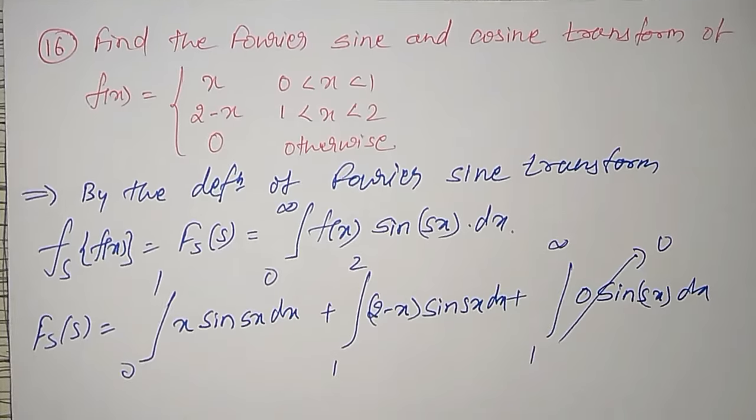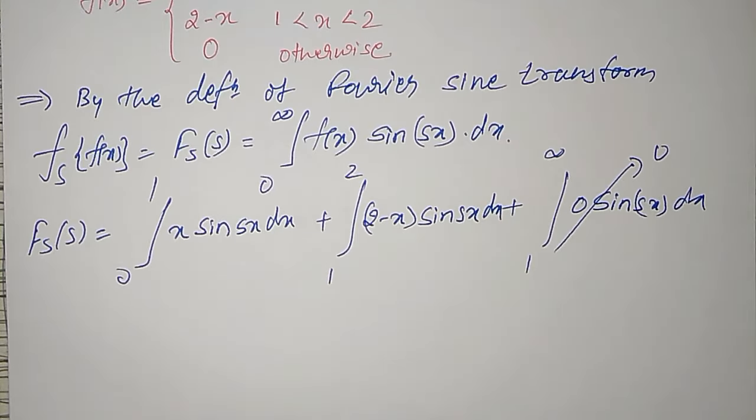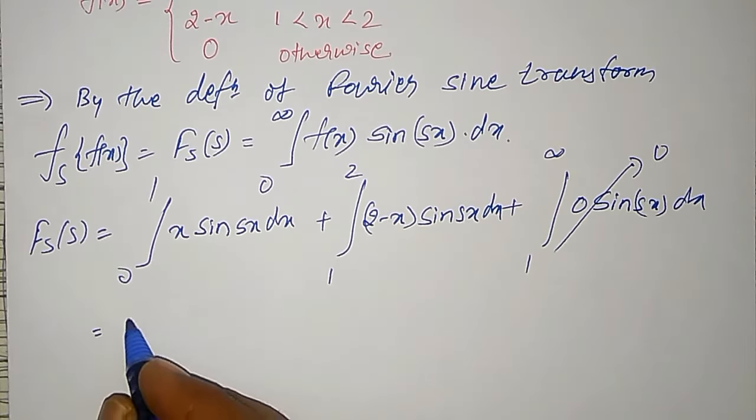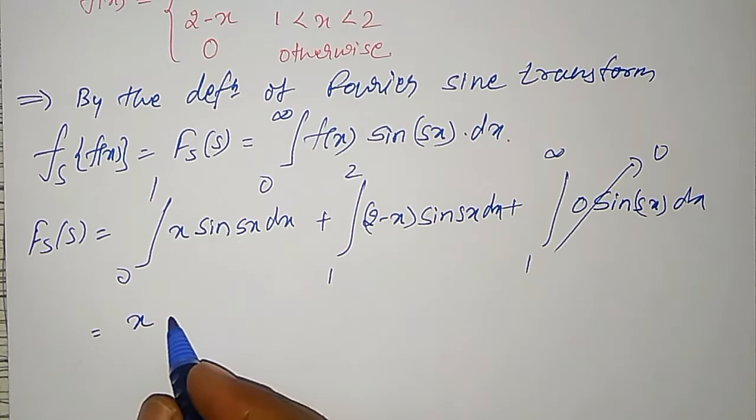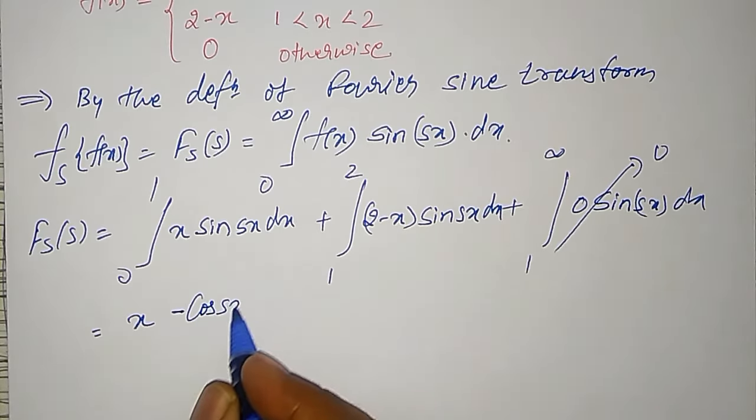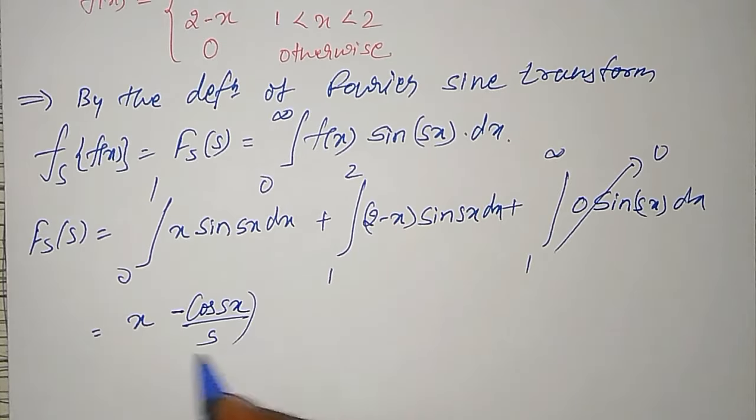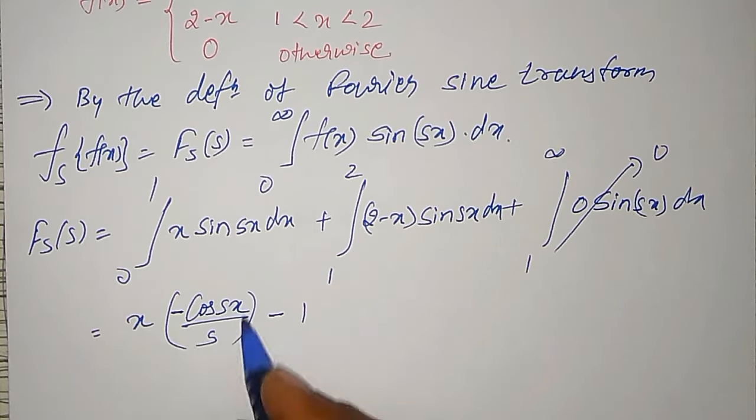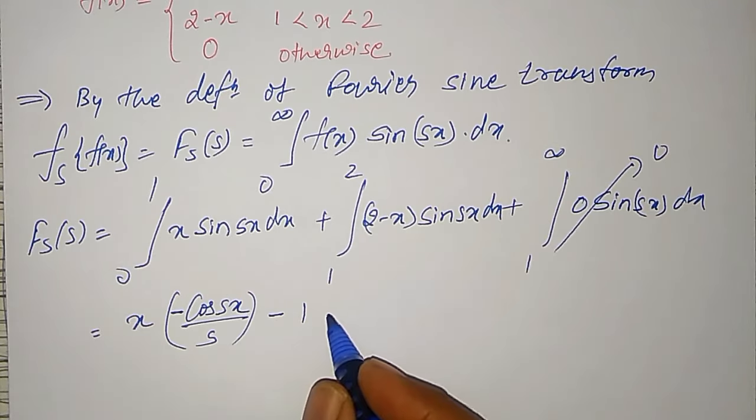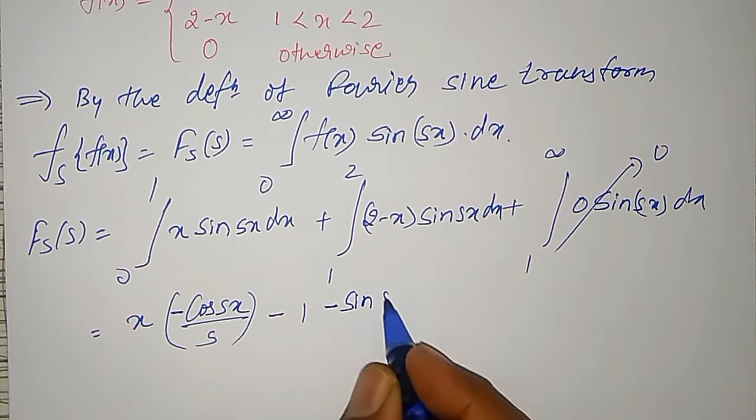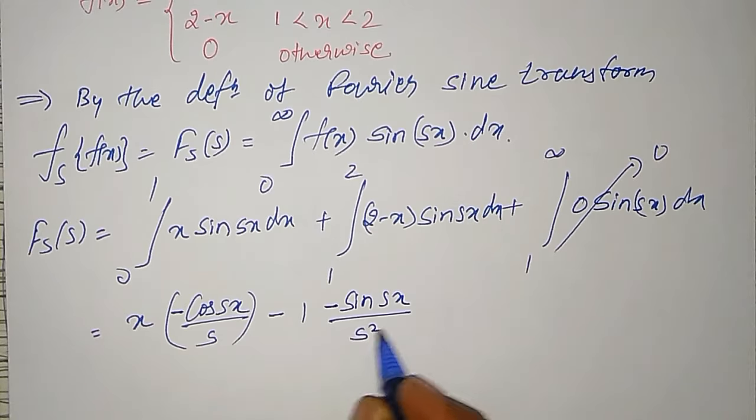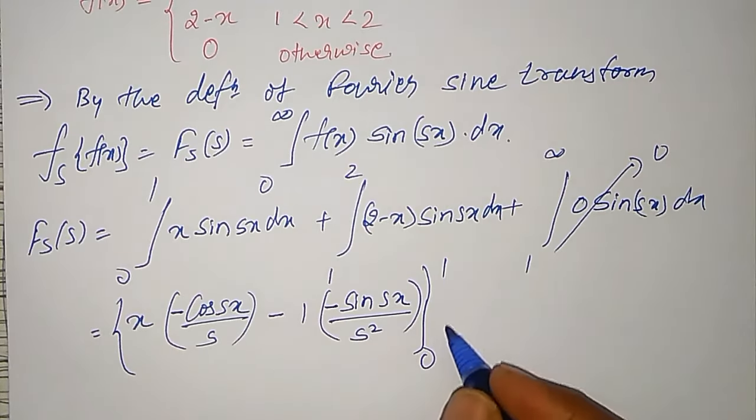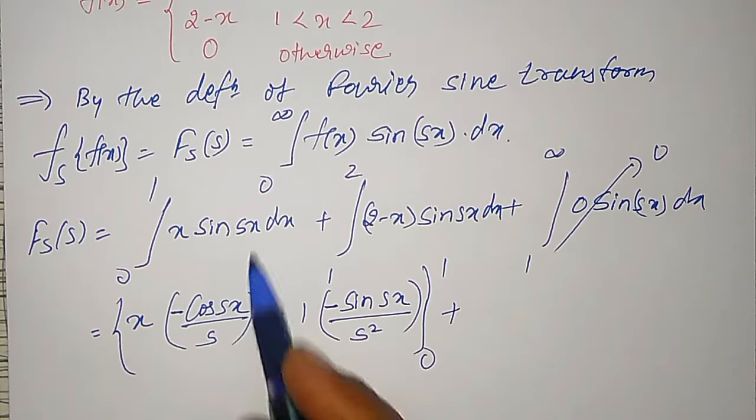These two I have to integrate using Bernoulli's rule, that is x into sine sx. I will consider x as my first function. X into the integration of sine sx, which is minus cos sx divided by s, minus the differential of x, which is 1, into the integration of minus cos sx divided by s, which is minus sine sx divided by s square. This is between the limits 0 to 1. This is the integration of the first term, x into sine sx.